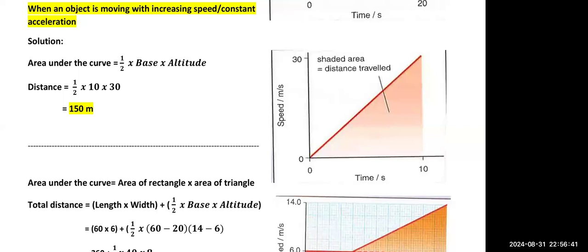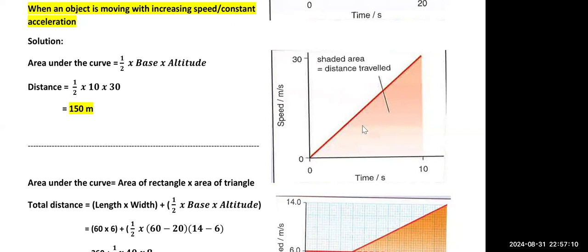So in that case, remember, when a body is moving with increasing speed or constant acceleration, then you will see your graph just like that. It means as the time is passing, your vehicle or object or car is gaining more speed at a constant rate. So it means the acceleration of your object is constant acceleration.